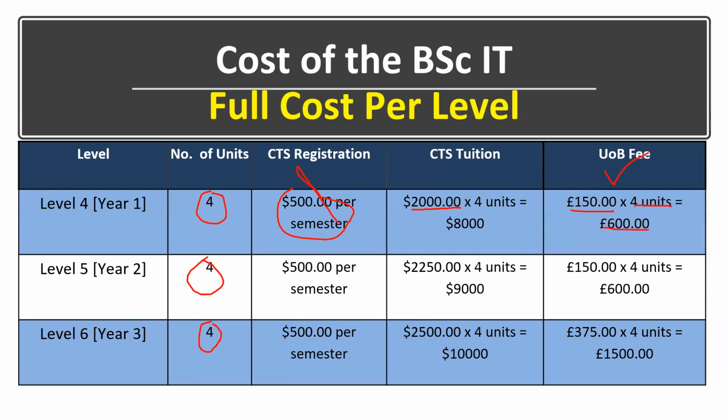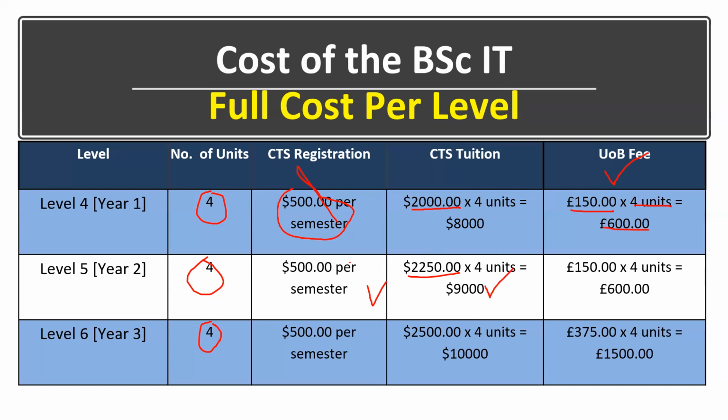Level 5, right? The only thing that goes up in level 5 is the tuition. The registration fee remains the same, and the university fees remain the same per unit, right? At level 5 though, for tuition, whereas it was in level 4, $2,000 flat, it's now 2,250 per unit, which totals up to 9,000 for all of your units as well, right?